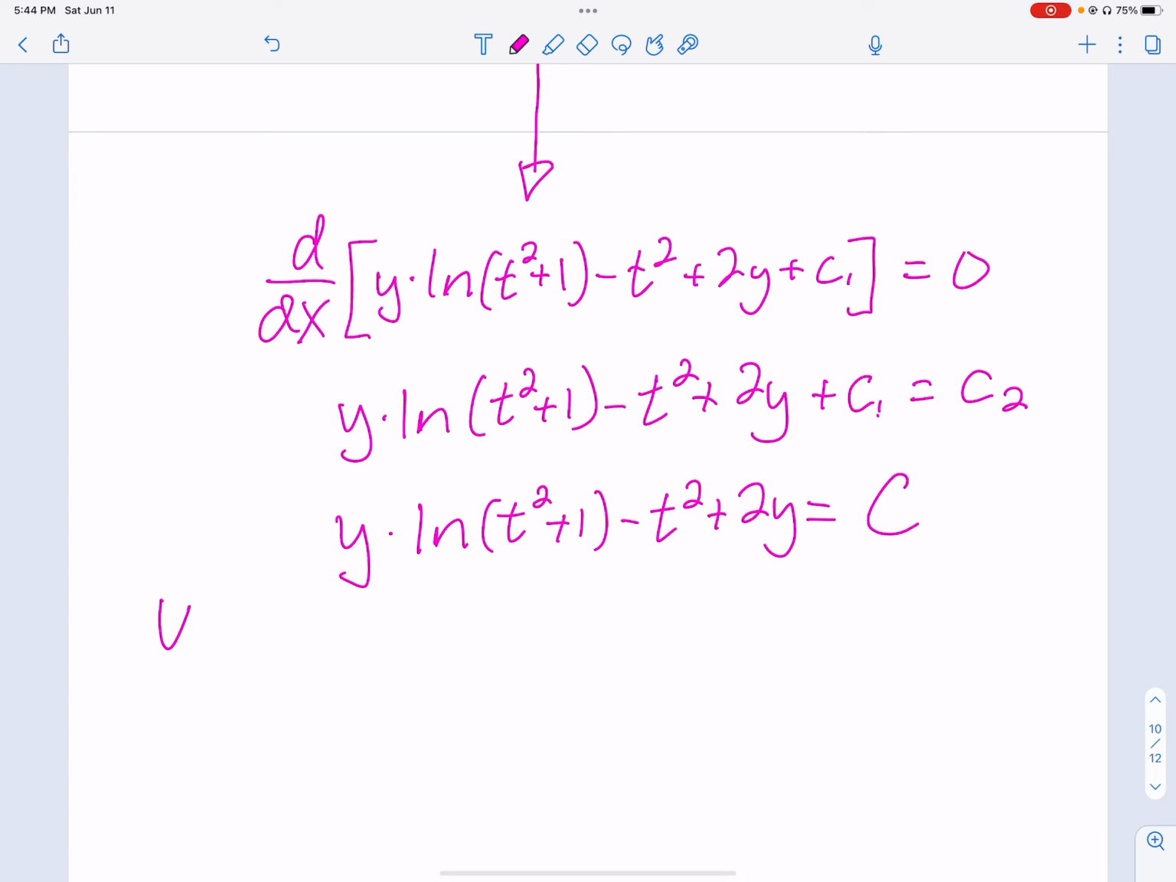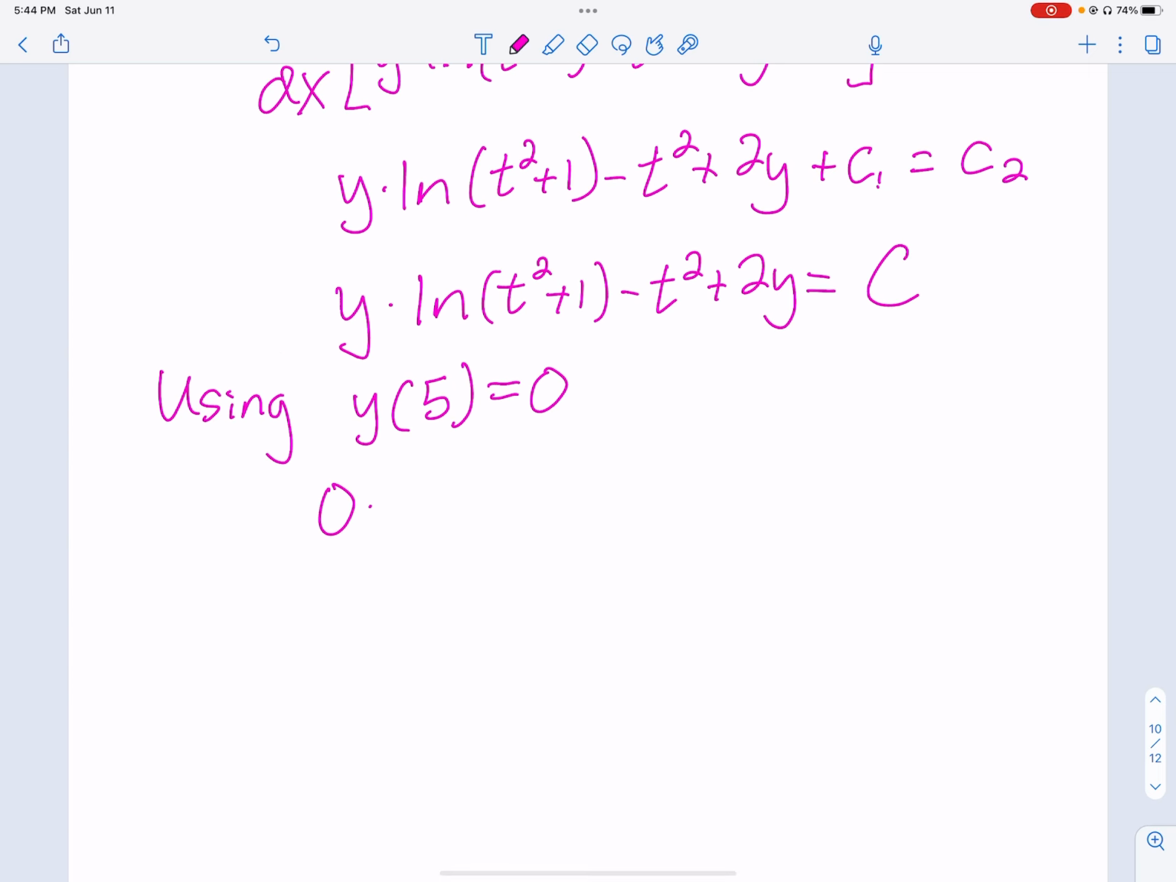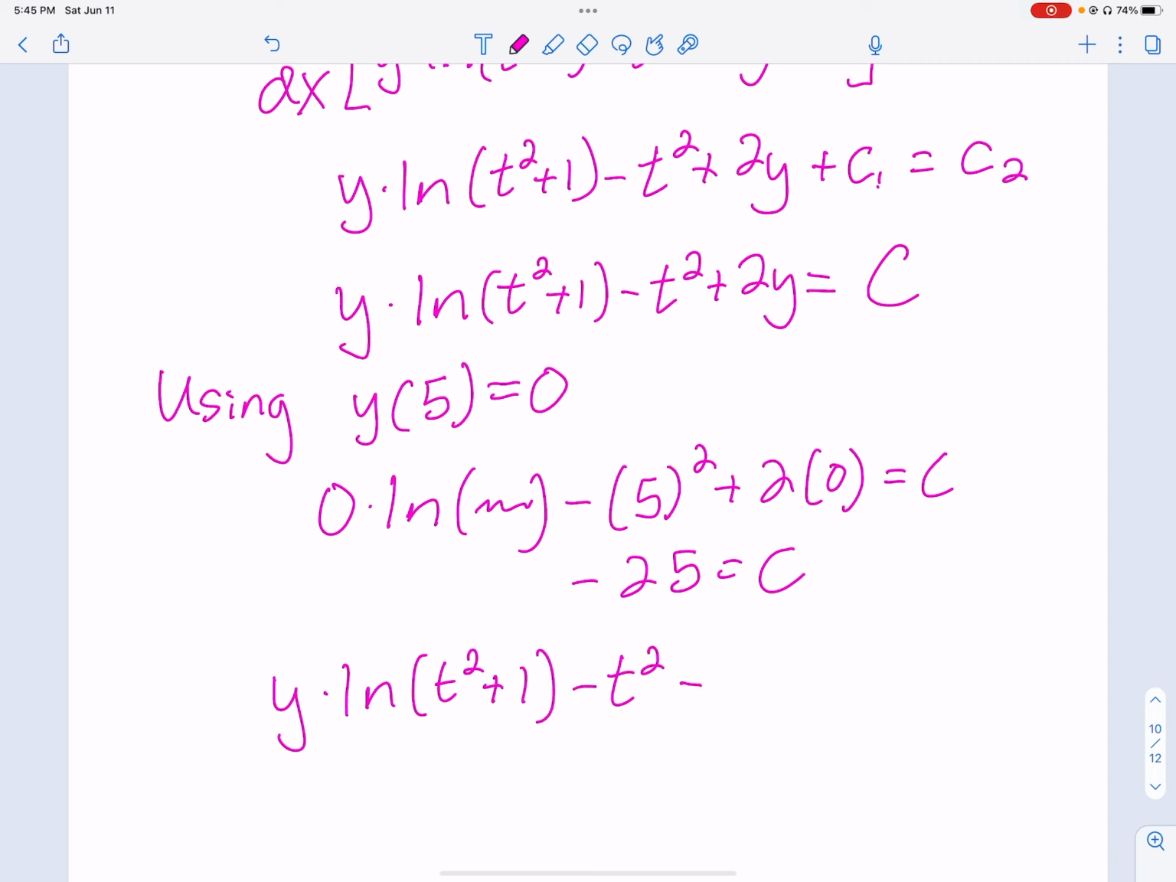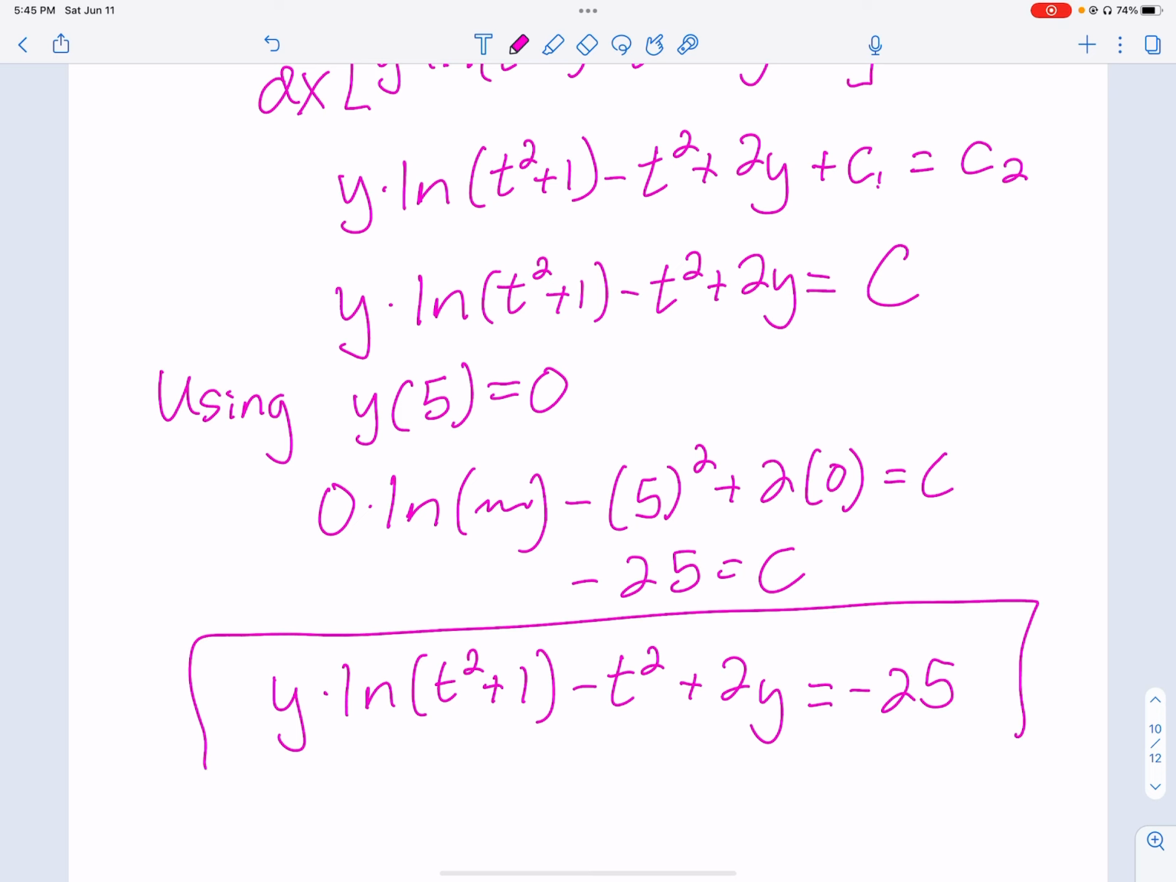There was an initial condition, so using y of 5 equals 0, we're going to plug everything in here. So 0 times ln of, it doesn't even matter what goes in there, minus 5 squared plus 2 times 0 equals c. So we are going to get negative 25 for c. So our answer is y times ln of t squared plus 1 minus t squared plus 2y equals negative 25. That is a fantastic answer.